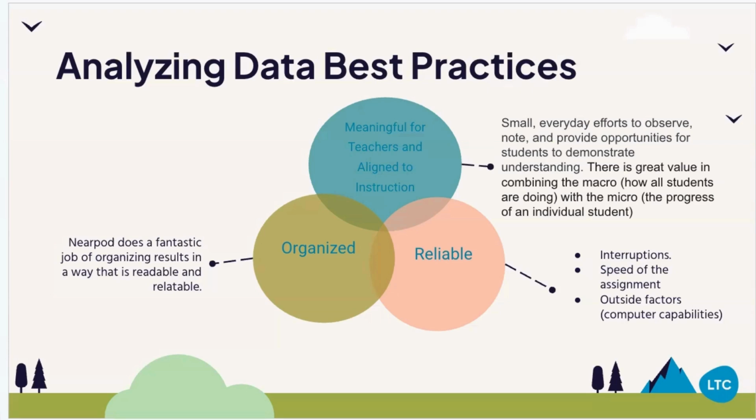So I love that Nearpod gives both of those views. You have that overall picture of the overall score or participation or understanding from each individual activity, as well as being able to go in and look at that micro, that student progress and that student growth. But always make sure you tie it back to the instruction, your overall objective, and the standard that you're looking at meeting. Is the data reliable? You always have to ask yourself that.